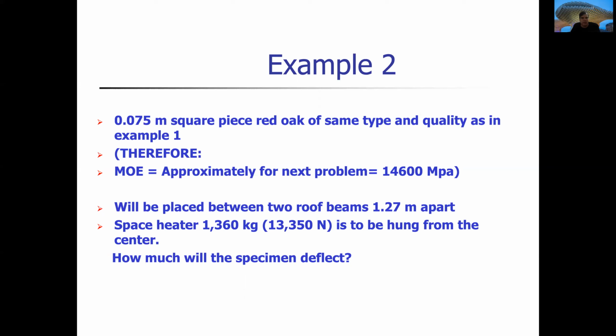And we will place this material between two roof beams, 1.27 meters apart. We will put on top a weight of 1,360 kilograms, that is the same as 13,350 Newtons. And we will hang this from the center, and we want to know how much the specimen will deflect.